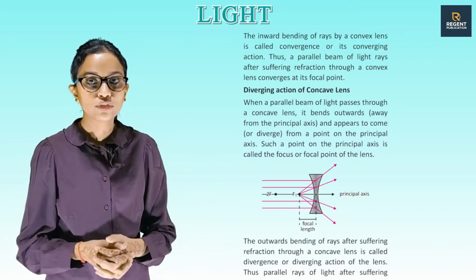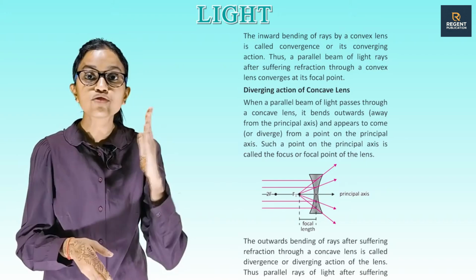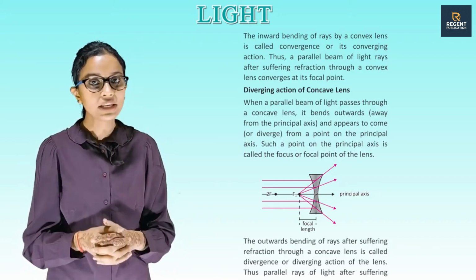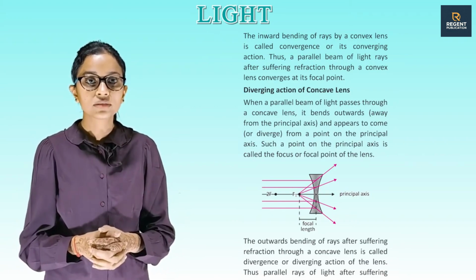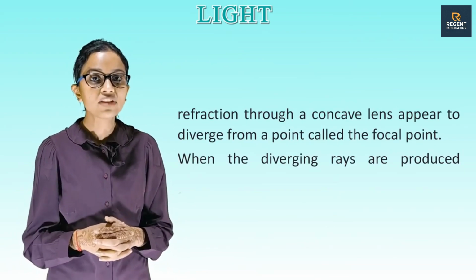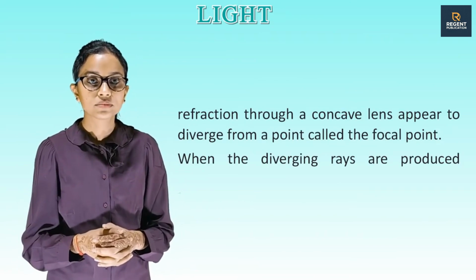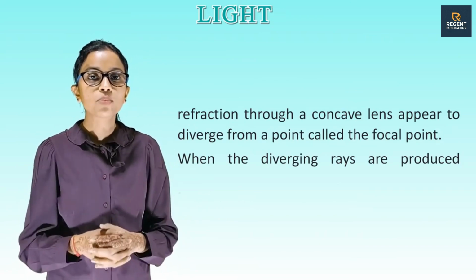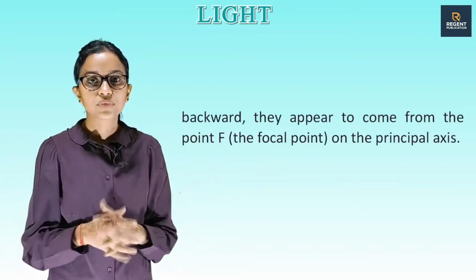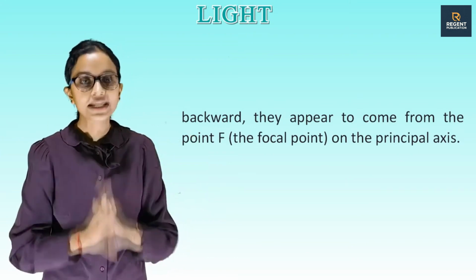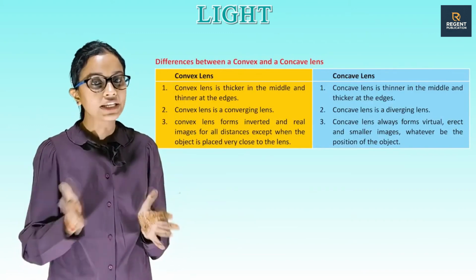The outward bending of rays after suffering refraction through a concave lens is called divergence or diverging action of the lens. Thus, parallel rays of light after suffering refraction through a concave lens appear to diverge from a point called the focal point. When the diverging rays are produced backward, they appear to come from the point F, the focal point, on the principal axis.